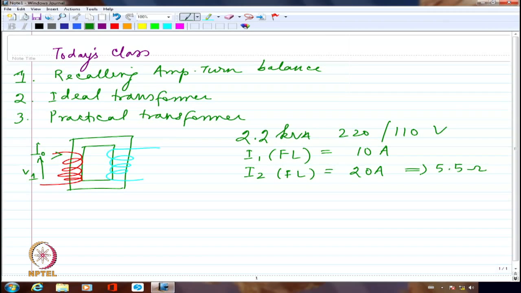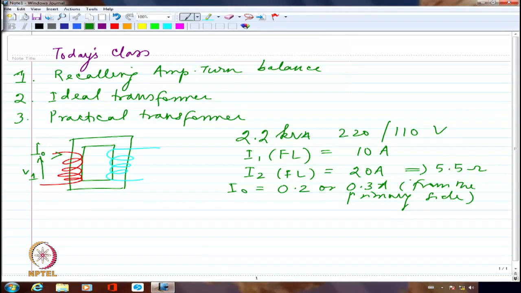If I look at the no load condition, the current will be of the order of 0.2 or 0.3 amperes from the primary side, nothing more than that. When this flux is established, I am going to have the secondary voltage induced across this winding, which will amount to 110 volts on open circuit condition.